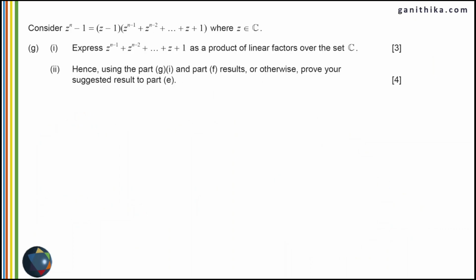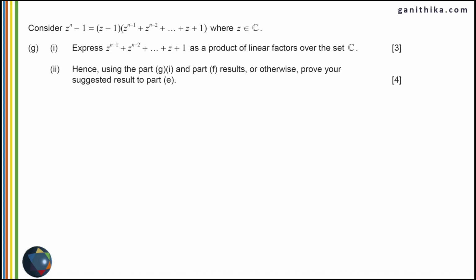Again, there is an information given on z power n minus 1. As you can see that this is being factorized in the form of z minus 1 times a polynomial in n minus 1 degrees. So this is the same pattern that was used for n equal to 3 and n equal to 4 in this question. So the pattern here is z power n minus 1 is going to be factorized into a linear factor z minus 1 and another factor with the polynomial of degree n minus 1.